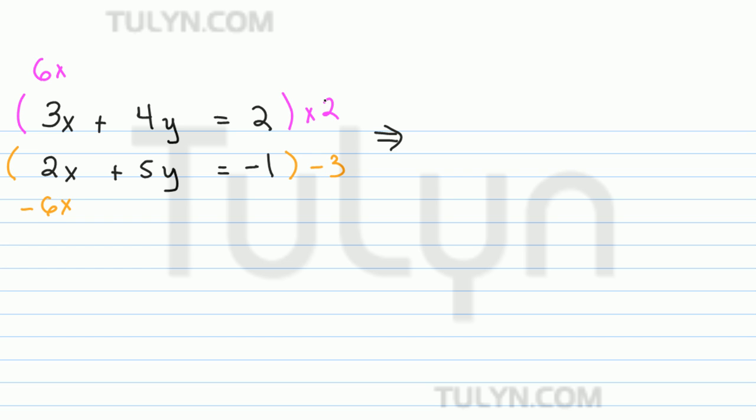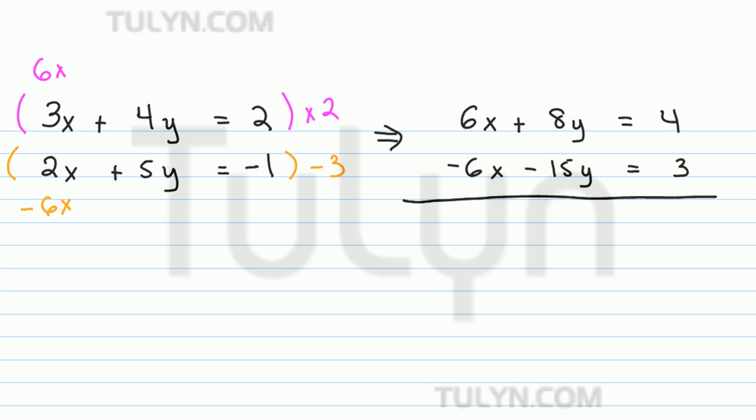So multiplying the top equation by 2, this becomes 6x plus 8y is equal to 4. And then multiplying the bottom equation by negative 3, we get minus 6x minus 15y is equal to 3. Because remember, a negative times a negative is a positive. So we're going to get positive 3 there. So now adding these together, the 6x and minus 6x give us 0. And then we get minus 7y is equal to 7.